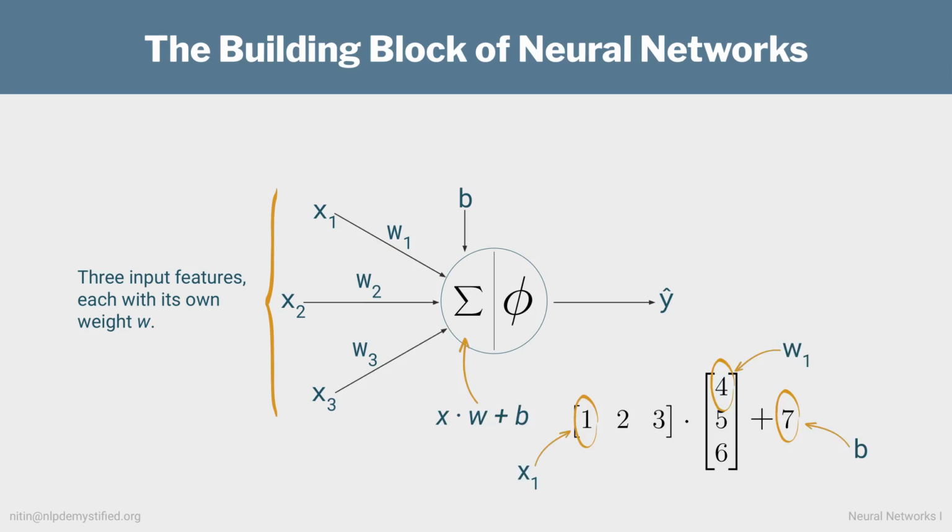When there are multiple features and weights involved, the sigma step is a dot product and an addition. In this example, let's say x is a feature vector with values 1, 2, 3, the respective weights are 4, 5, 6, and the bias is 7. X and w would be dotted, and then the bias added. The result of this would be passed through the activation function.